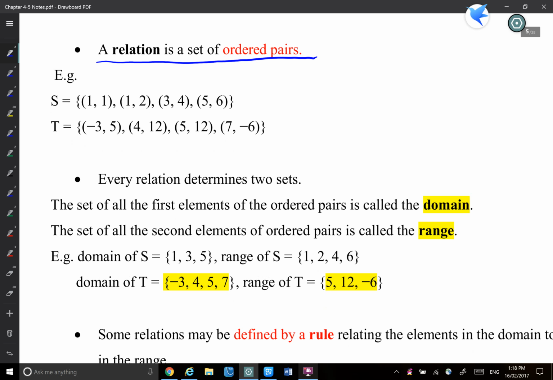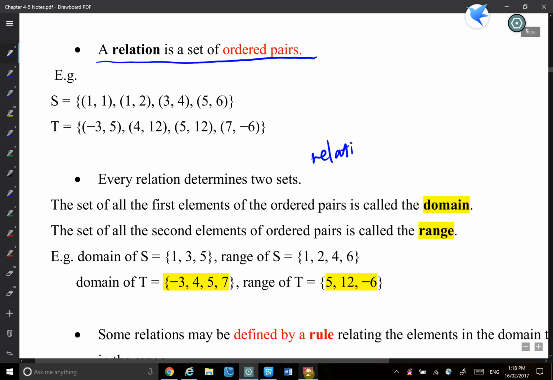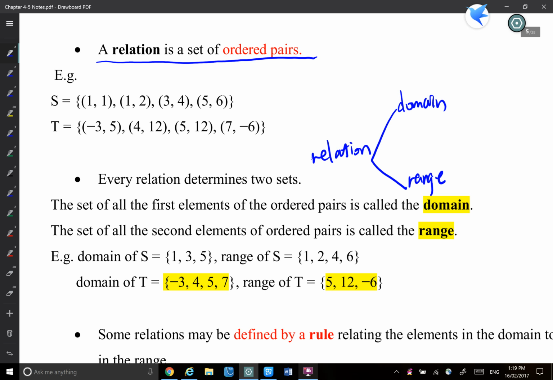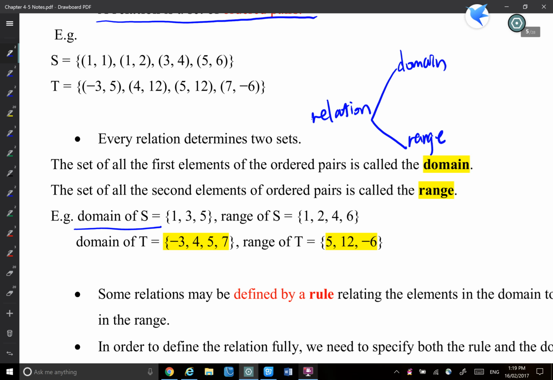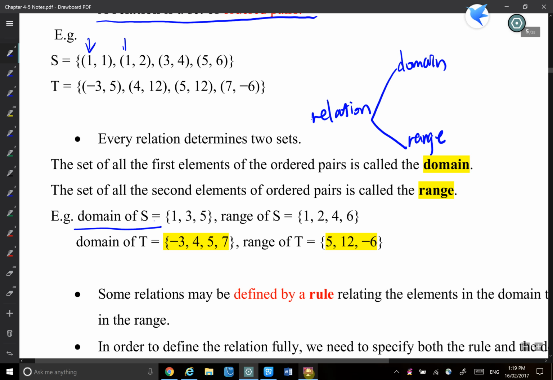So every relation determines 2 sets. First of all, I have a set. This set is a collection of ordered pairs. I call this a relation. But in every relation, I have another 2 sets. The first set is the domain set, and the second set is the range set. So basically talking about the x values and the y values. What is the possible x you can take and what is the possible y you can take? So let's think about the domain of S. Domain is the possible x values, the first element in each ordered pair. So the domain will be 1, 3, 5.